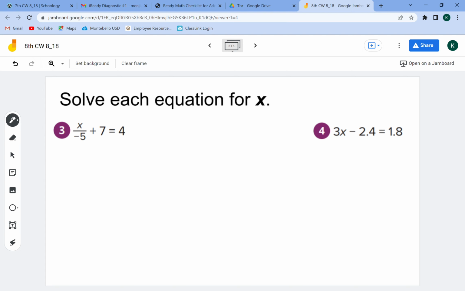Okay, in this video, we'll go over how to solve the equations for equation number 3 and equation number 4 for your homework. Okay, so again, there's many ways to approach it. I just try to see what's the best way to do it, right? So for example, here, you'll have x over negative 5 plus 7 is equal to 4.